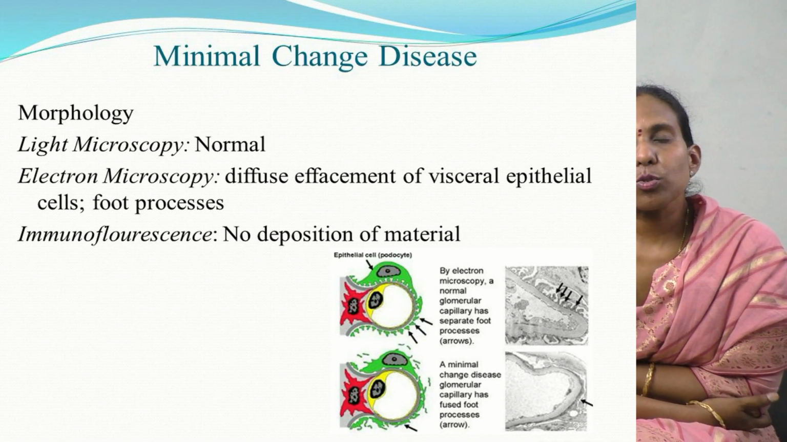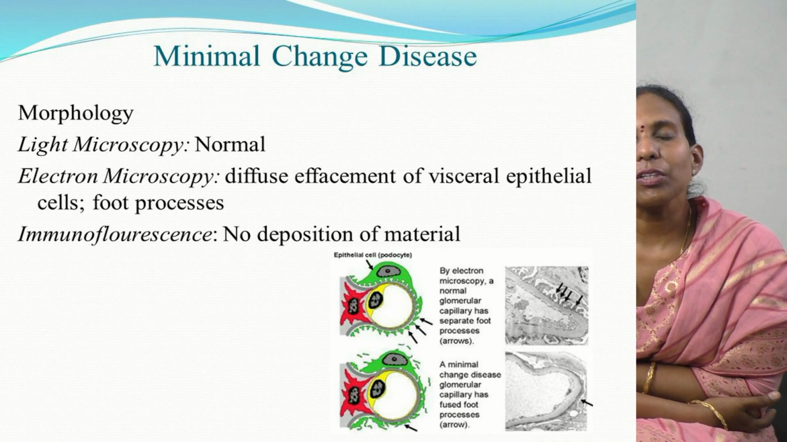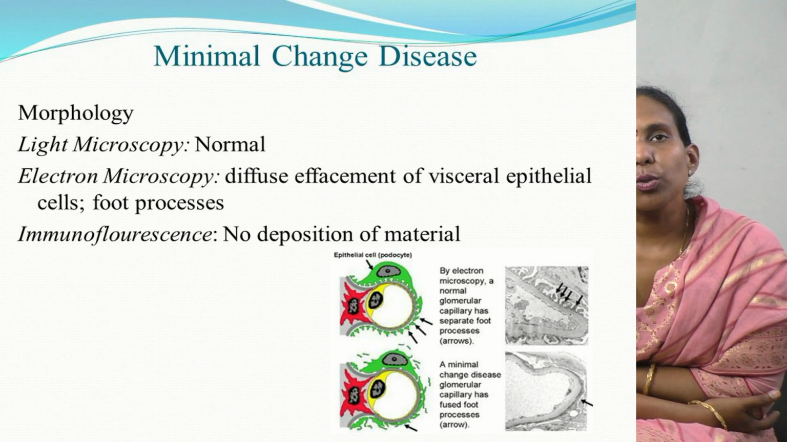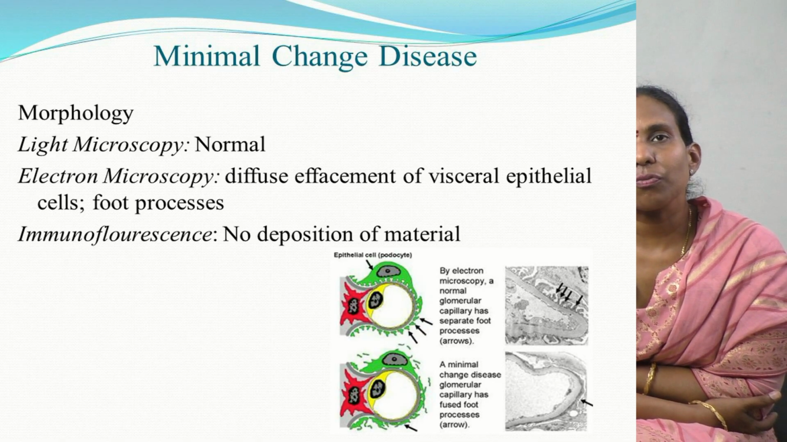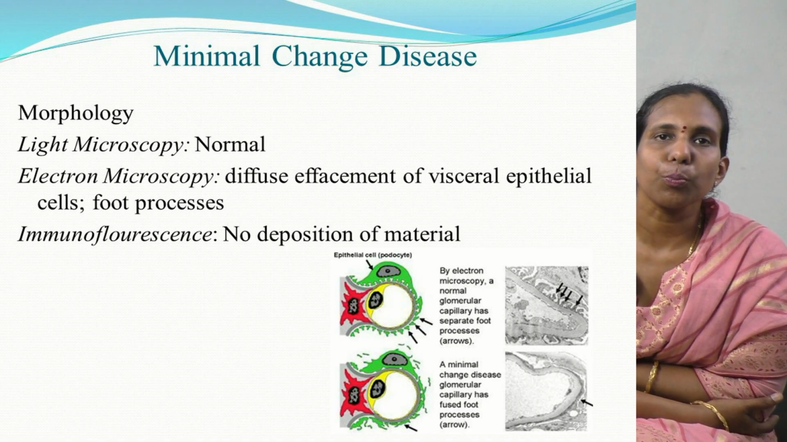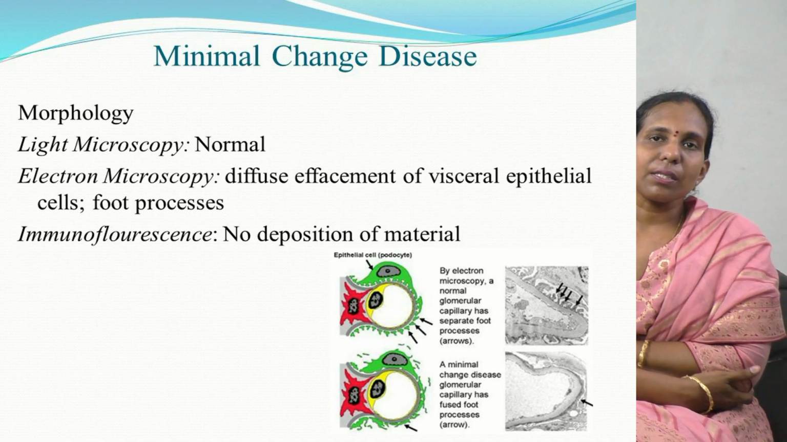Coming to the light microscopy, it is normal. That is the reason we call this minimal change disease. The light microscopy is absolutely normal. Electron microscopy: there is diffuse effacement of the visceral epithelial cells or the foot process. Immunofluorescence: there is no deposit.